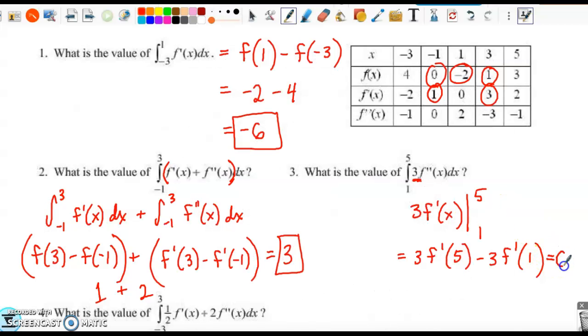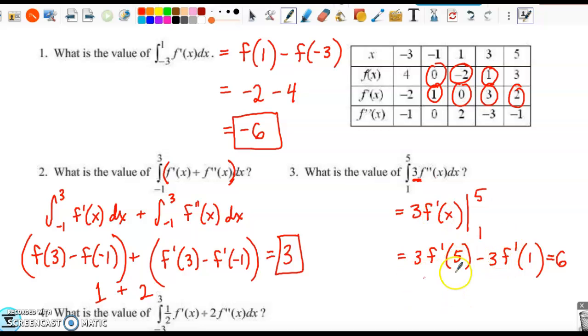And I feel like I should explain one more time that the antiderivative of the second derivative will give you the first derivative. So you can double check in here that f prime of 5 is 2 and f prime of 1 is 0. So 3 times 2 minus 3 times 0, and you get that answer.